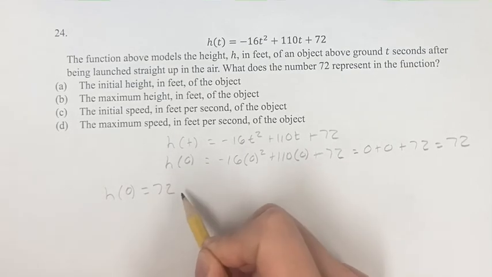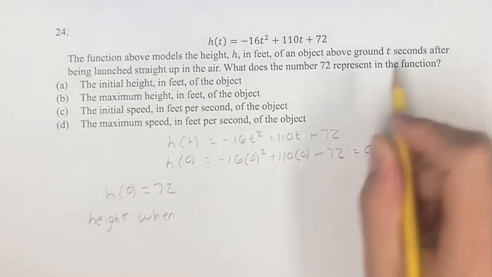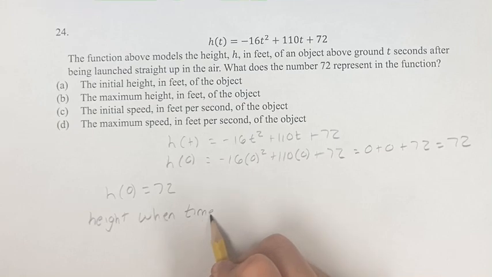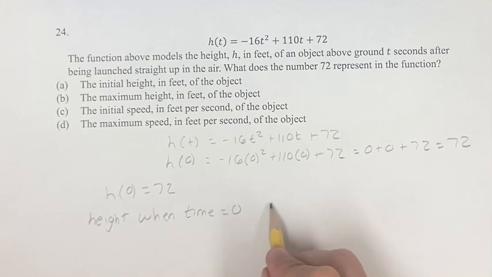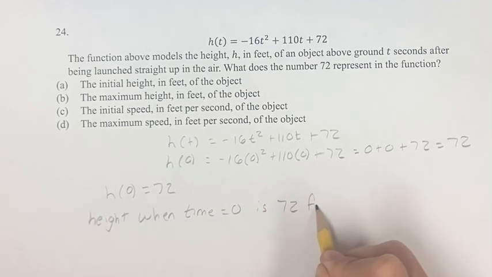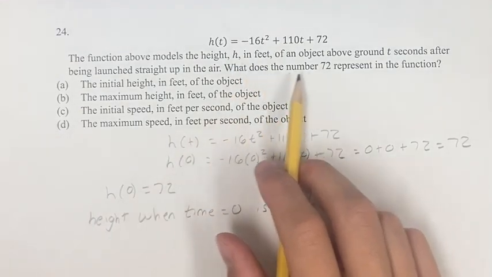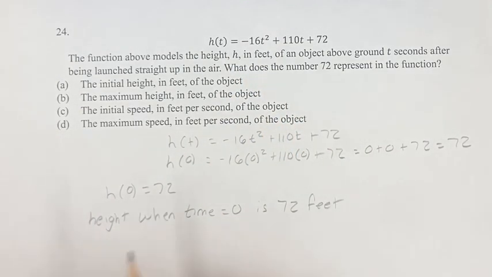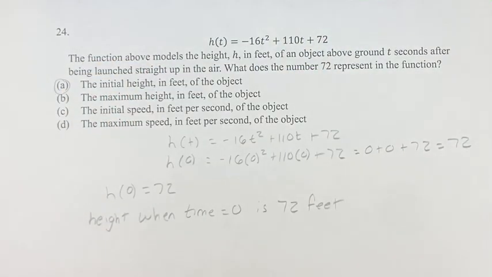What does this mean? Well, this is the height, h, when t equals 0, when the time equals 0, so 0 seconds after being launched in the air. The height when the time equals 0 is 72 feet. So, trying to match this to one of our answers, what does the number 72 represent in the equation? 72 feet is the height of the object when the time is equal to 0, which we can think of as the initial height. So that means A is going to be your answer, right? The initial height means as it's being thrown.